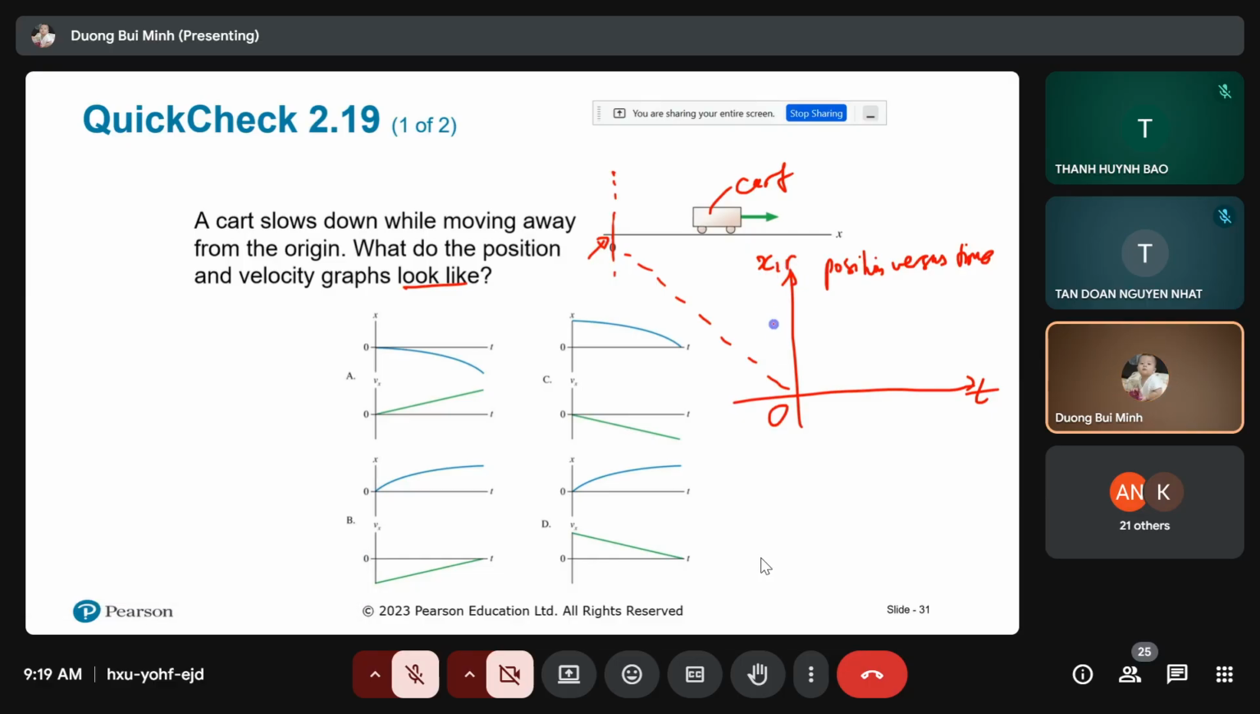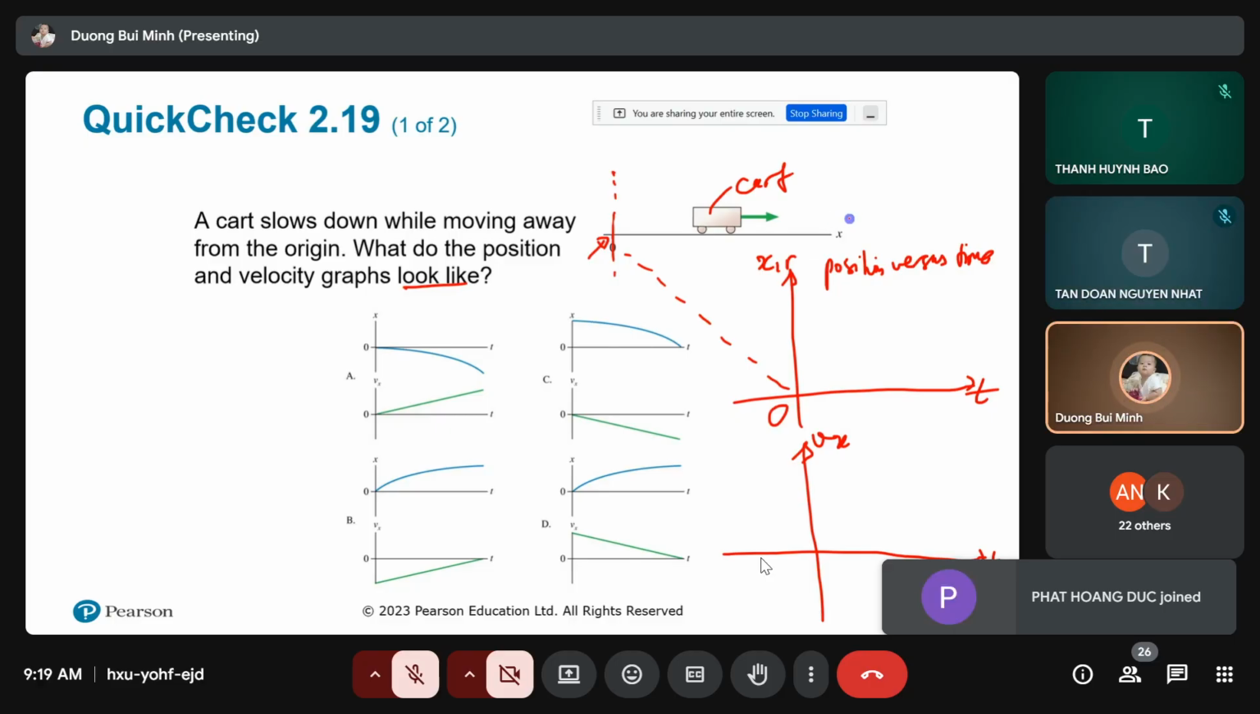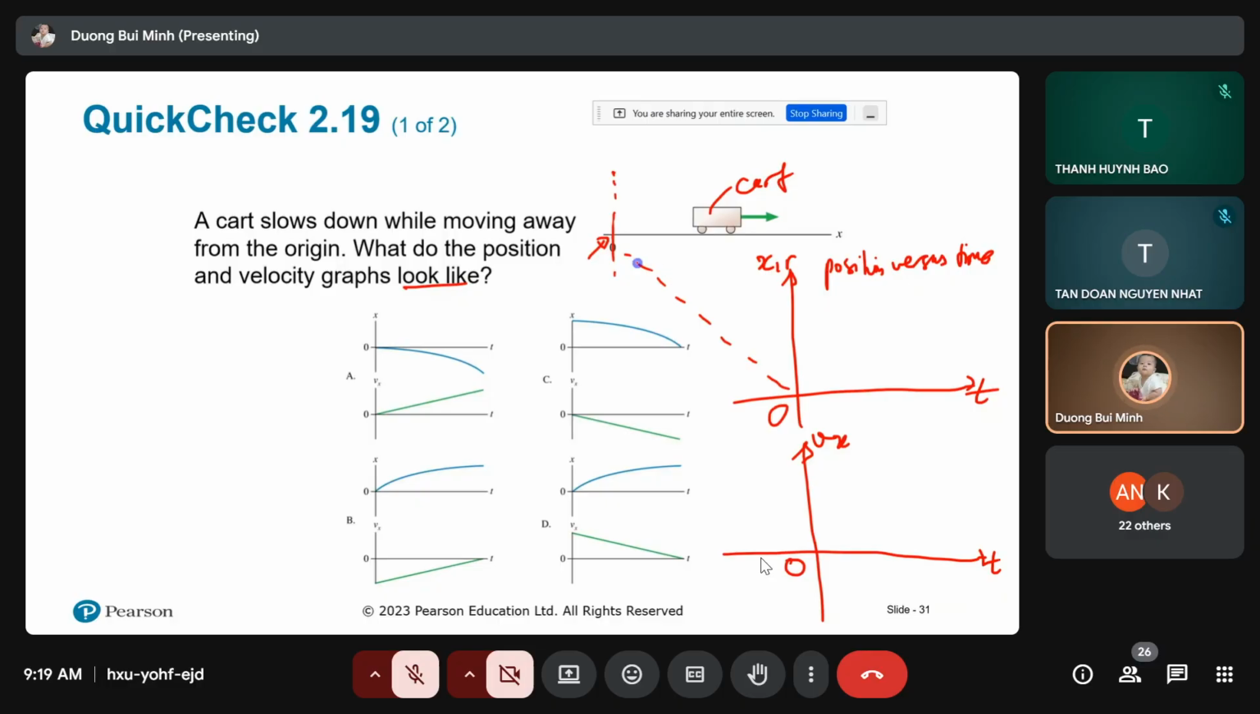And we also have another graph. This is time, and this is vx. Why do we say vx? Because this object is moving in straight-line motion, only one direction. So here is 0. For this question it is very clear because we know where the origin is.